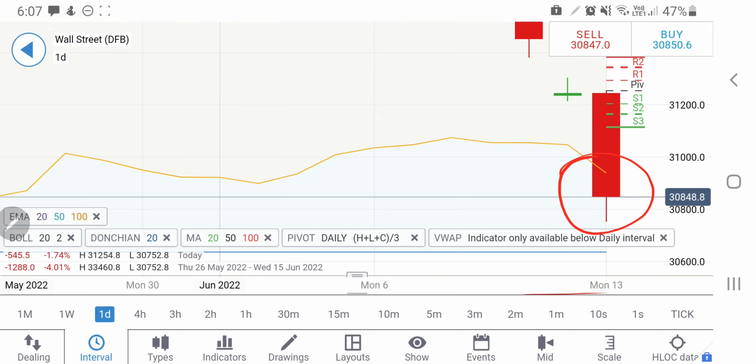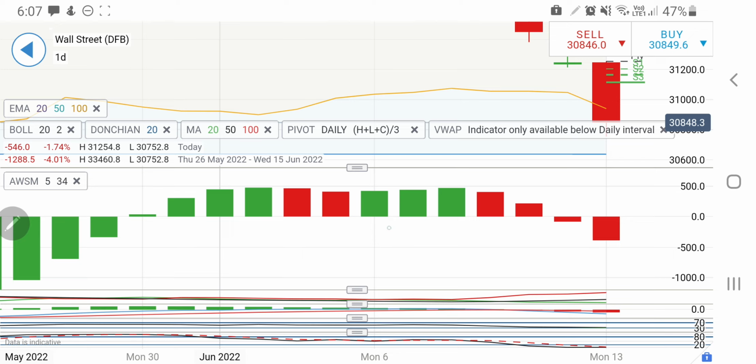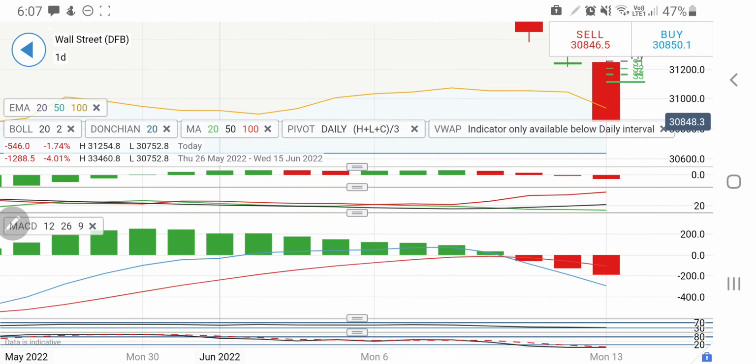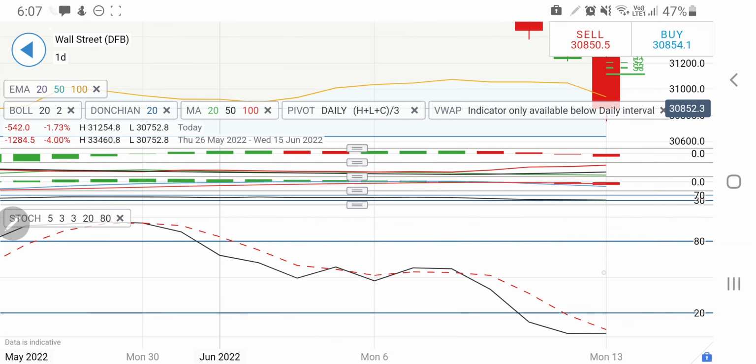And if you look at the daily stochastic, it is oversold here, and hence a bounce back till or close above 31,000 levels can be expected on the daily charts. Look at the awesome oscillator, it is again entering the bearish zone. The directional movement is extremely bearish. The MACD has just crossed over and it is trading with a bearish bias, RSI is near the bottom, and similarly the stochastic is oversold. There is a possibility that it can try to cross over, but let's see how far it can drop from here.